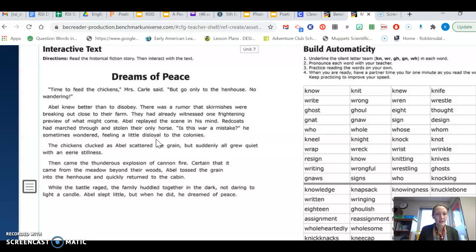And then let's see if we can find another one. Oh, here's disobey. So obey means to follow the rules, and dis is the opposite. So someone that's not following the rules. Oh, here's preview. So that means to view something ahead of time or before. Here's replayed. So they're going to play it again.